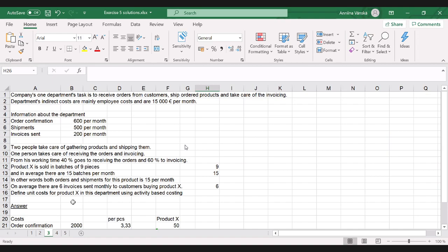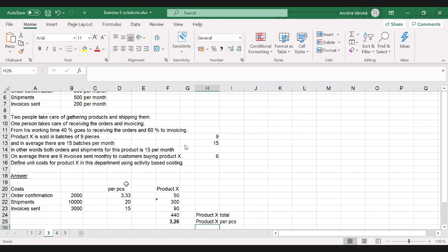Then one of the products is called product X, and that is sold in batches of 9 pieces. And now put the 9 and those figures here, so we are able to use them in the form. On average, there are 15 batches per month, meaning that there are 15 orders and shipments for this product each month. On average, there are 6 invoices sent monthly to customers who are buying product X. And the task was to define the unit cost for product X in this department using activity-based costing.